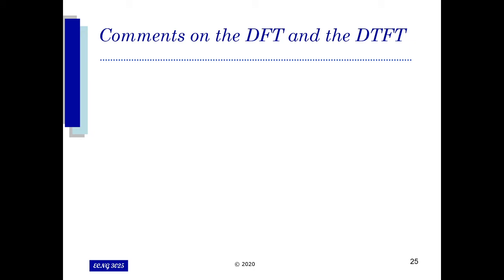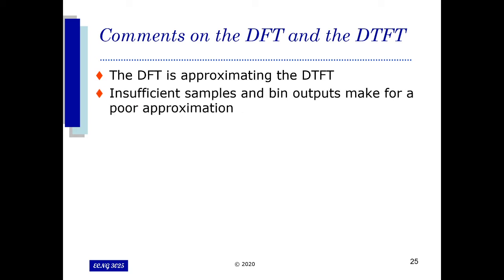The reason for this is that the DFT is actually an approximation to the DTFT, because remember, we limited the DTFT down to N samples. We are moving from an infinite sequence to a finite sequence. And the insufficient samples in those bins give us a somewhat poor approximation. But as we increase the number of samples that we take, the approximation gets better.